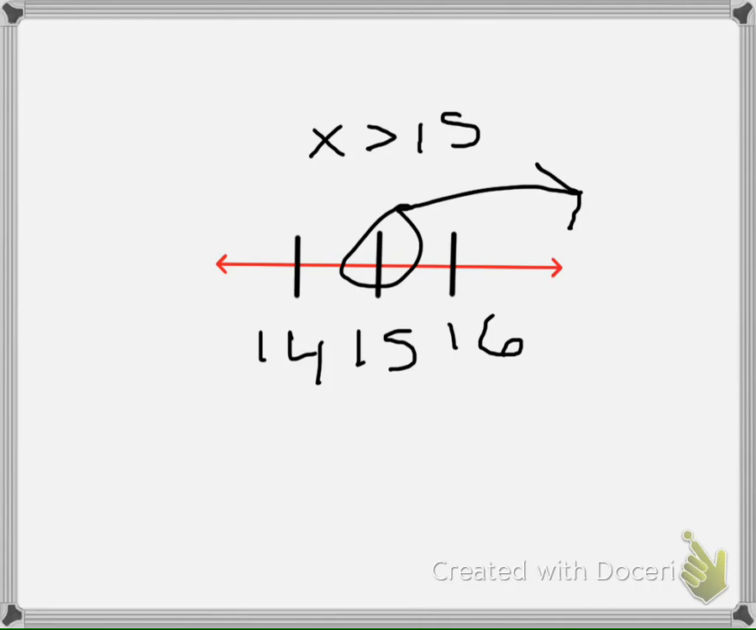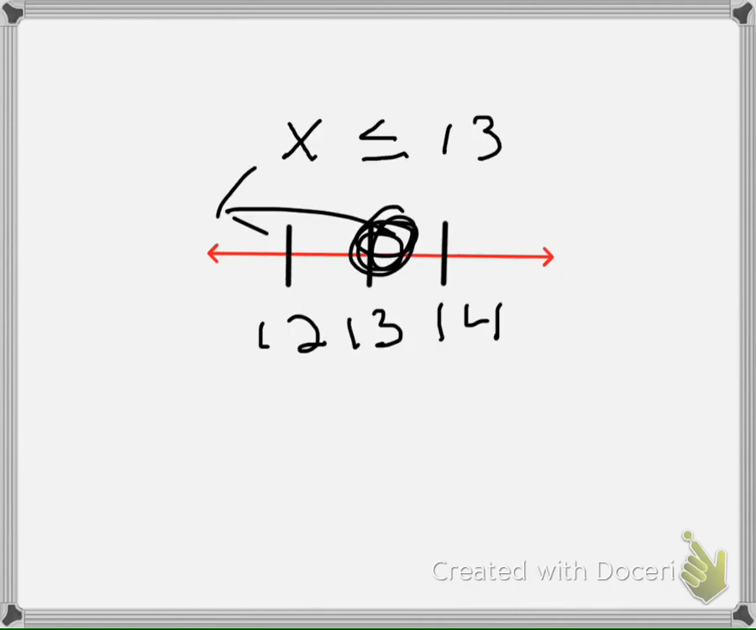X is greater than 15. This time it doesn't have a line under it, so I know I won't fill in the 15. Okay, the 15 goes here. One number less, 14. One number greater, 16. All the numbers that are greater than 15, they're to the right. X is greater than 15. Make sure that you have that copied down. All the numbers greater than 15 are to the right.